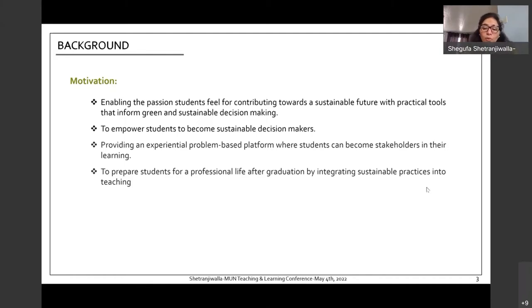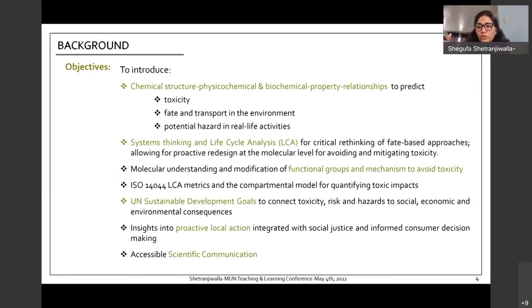And so the objectives of this course were actually chemistry focused, because that's where environmental toxicology and chemistry sits, in that cusp and that interface. So the introduction of actually looking at the chemical structure, physicochemical and biochemical property relationships to predict toxicity, the fate and transport in the environment, and therefore real life hazard through real life daily activities was that overall connection that I wanted to introduce to them.